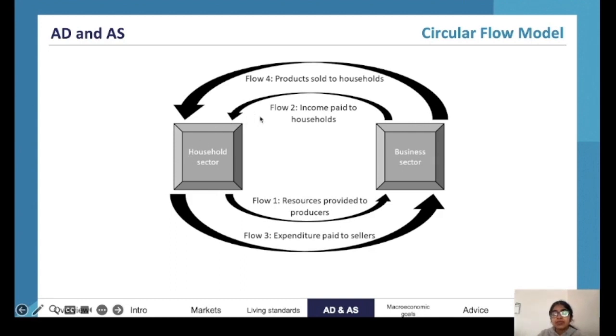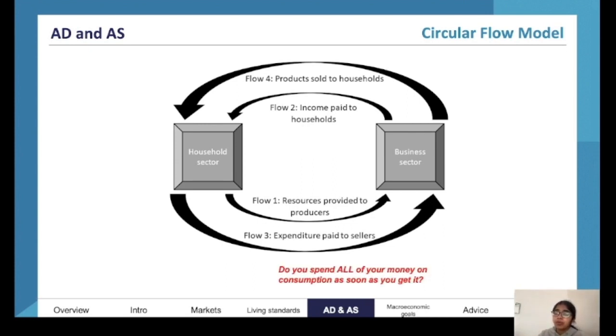Okay, next, with that income, households go and buy things. So, they buy things from businesses, and that's expenditure paid to sellers. Again, the business, in return for that expenditure, they go and produce goods and services. So they sell products to households. So it's like a sort of a cycle. So it's like one, two, three, four. And it's just the flow of income, I guess, through this model in an economy.